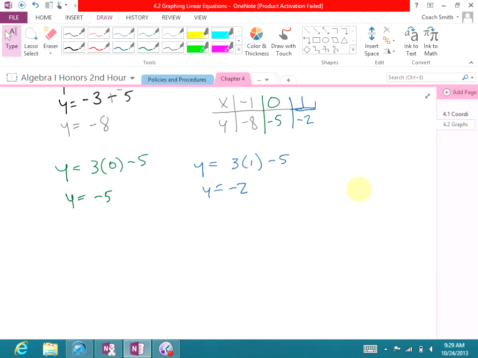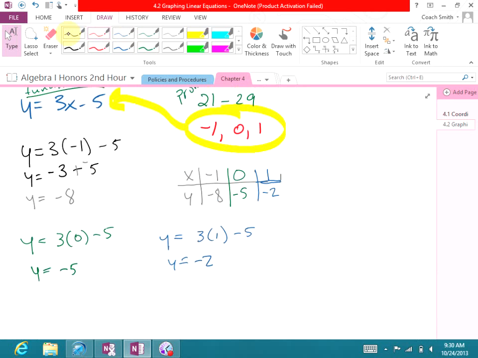Now, all we're dealing with right now is the ordered pair, step 1 and 2. So the ordered pair here, to list this out, would be (-1, -8) in parentheses. Then you would have (0, -5) in parentheses. And then you would have (1, -2) in parentheses. And that would be your 3 answers.